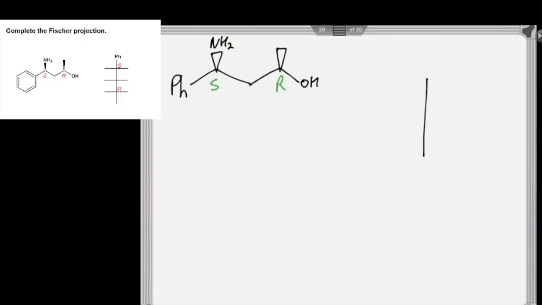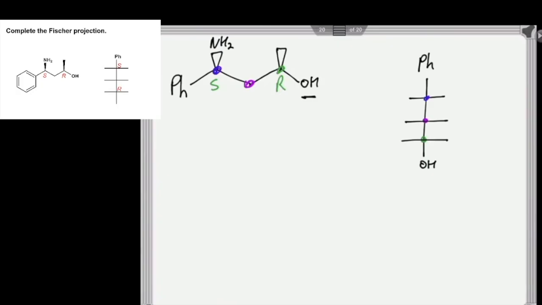Going to our Fischer projection, we have a phenyl up at the top. Next bond, that next bond is this center right here. We've got another carbon right here, that's this one. So that's why we have another cross at that position. And then finally, we have one more here, that's this R center, one more cross there, and we're going to terminate it based on how it's drawn right here. I'm actually going to terminate this with this OH, right? That's what's in the plane as drawn over here.